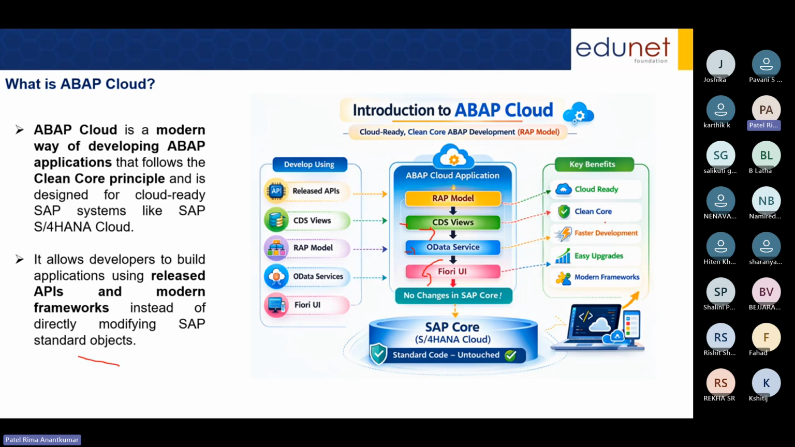Whatever filters you are using, whatever conditional formatting you are using, everything is done using the CDS views, right? So these are the things required to develop it: release API, CDS view, RAP model, OData service, and Fiori UI. In turn, the RAP model has the benefits that it is cloud ready, it is clean code, we are not touching the standard code, faster development, easy upgrades, and we are using modern frameworks, right?